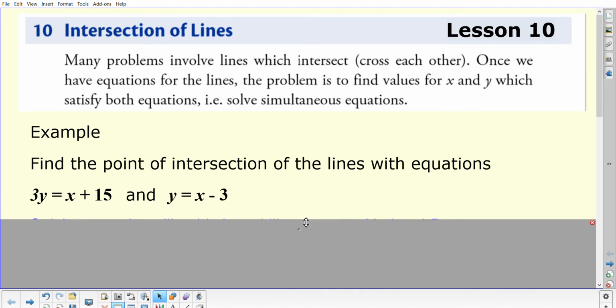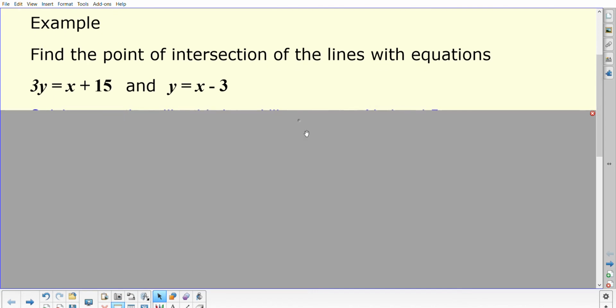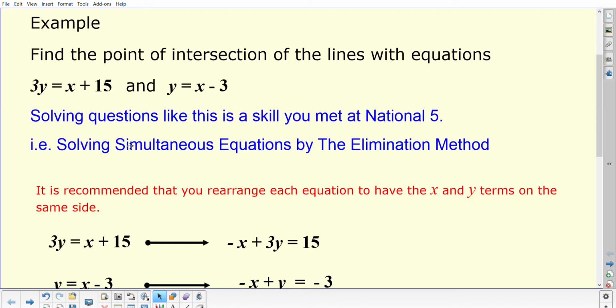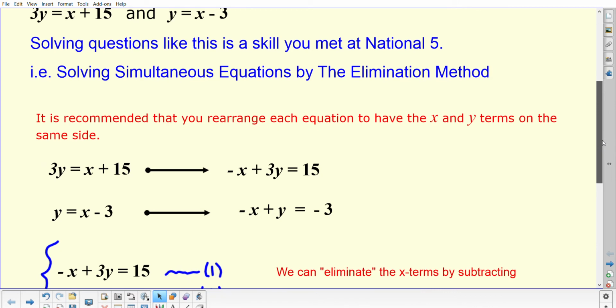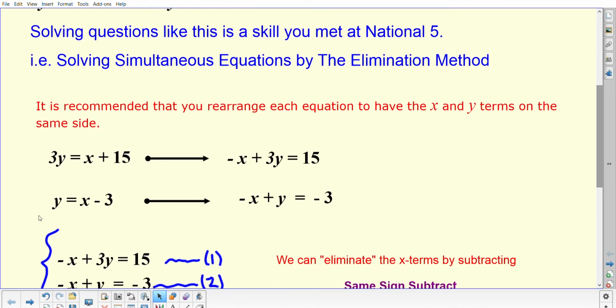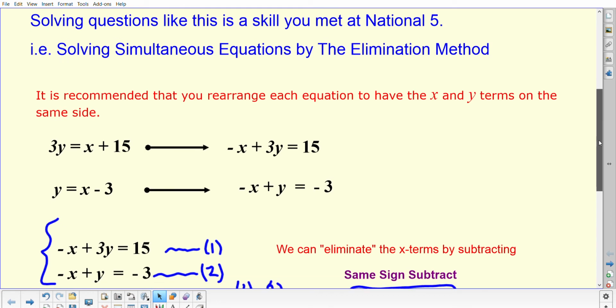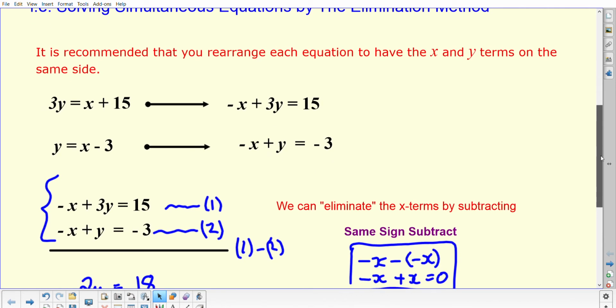So for example, if you were asked to find the point of intersection of the lines with these equations, 3y equals x plus 15 and y equals x minus 3. It's really recommended that you rearrange your equations to have your x's and y's on the same side. So the first one, 3y equals x plus 15, can be rearranged as negative x plus 3y equals 15. The other one, y equals x minus 3, becomes negative x plus y equals negative 3. Putting these two equations together, we're using the elimination method.